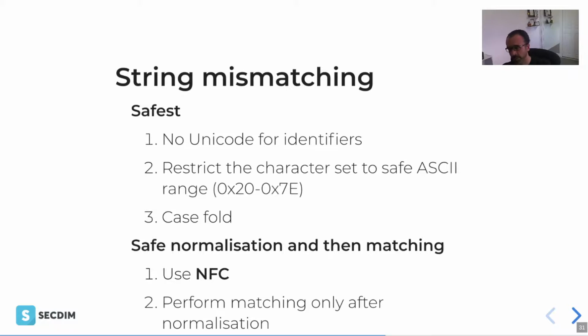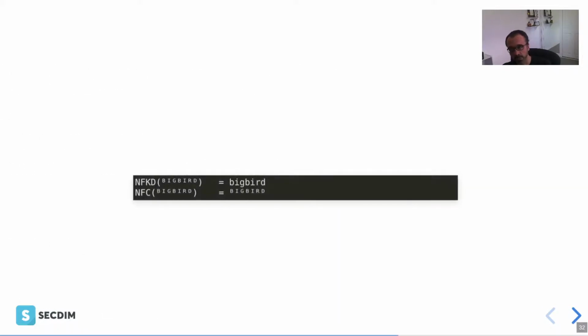Otherwise, we may get into the situation that we're comparing two different things. We may have, let's say, a blacklist for the word big bird, but if a user comes in and enters something like that.